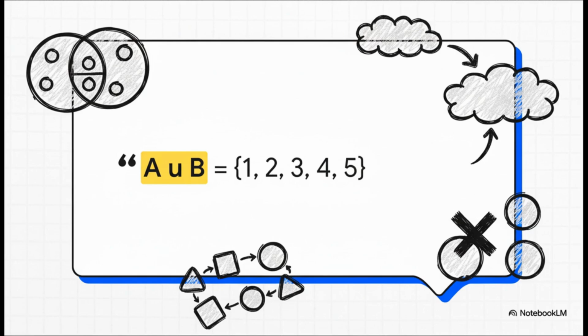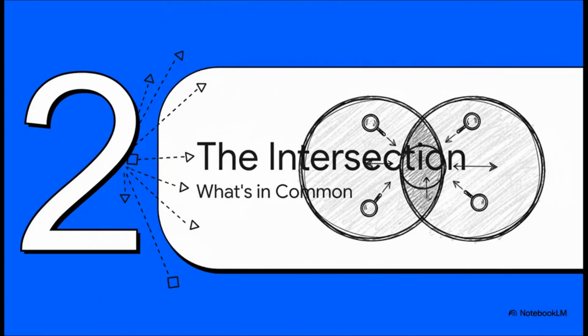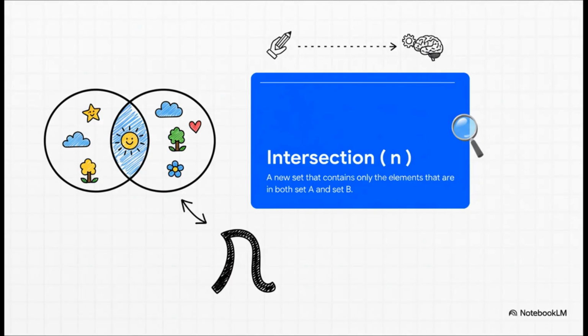That's the whole trick. All right, so if union is about throwing everything into one big pile, our second operation, intersection, is the total opposite. It's all about finding what's in common. The intersection, and you'll see this marked with an upside-down N symbol, creates a new set that has only the elements that are found in both of the original sets. It's all about that common ground, that overlap.